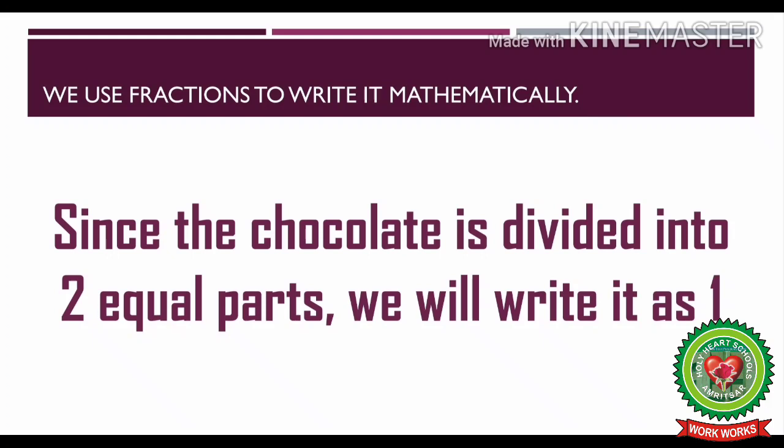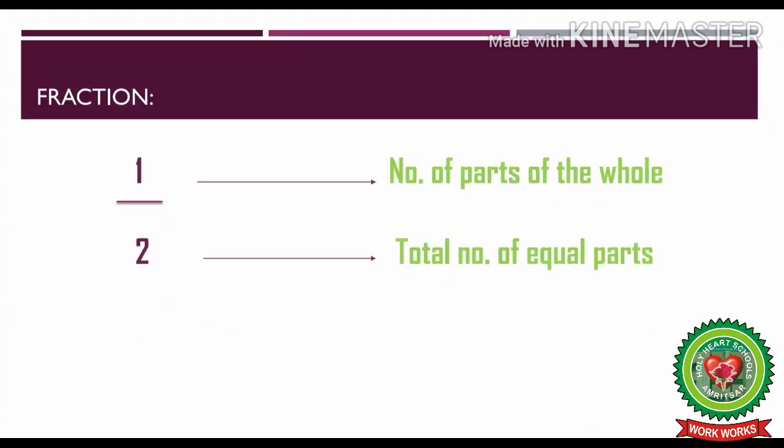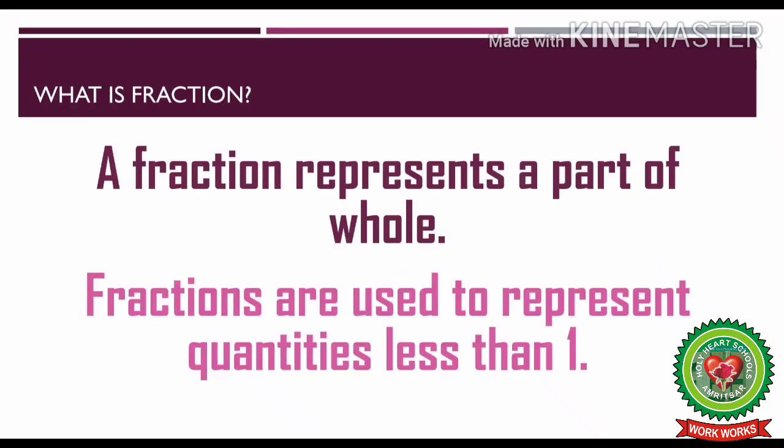Since the chocolate is divided into 2 equal parts, we will write it as 1/2, which means 1 is the number of parts of the whole and 2 is the total number of equal parts. This is how we write fractions. At the bottom, we write the total number of equal parts and the number of parts we have is written on top.